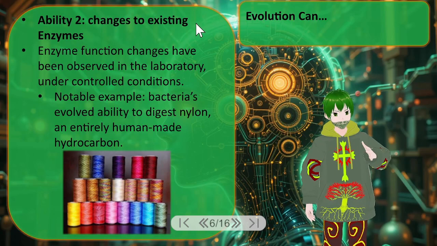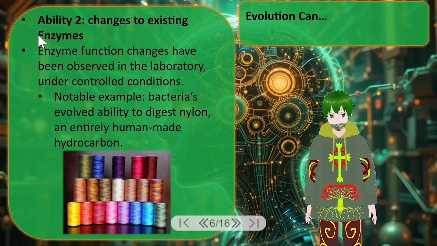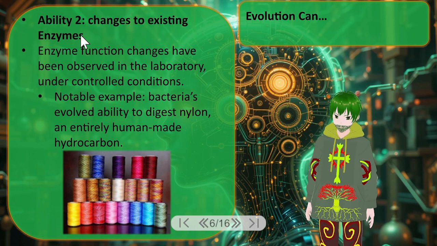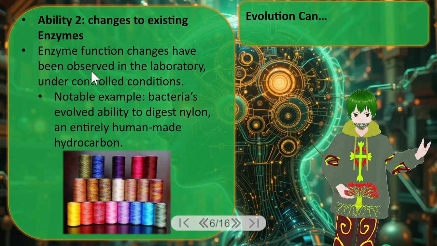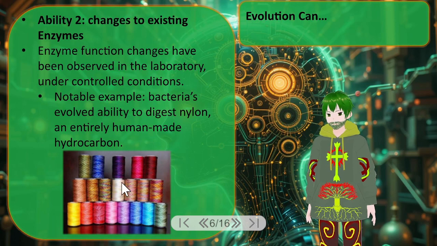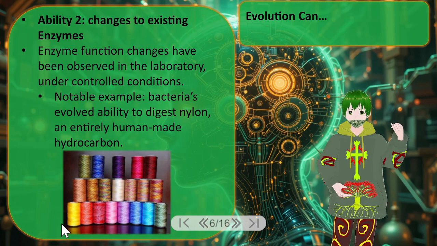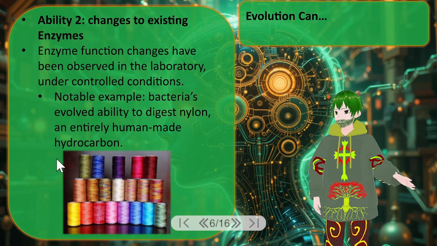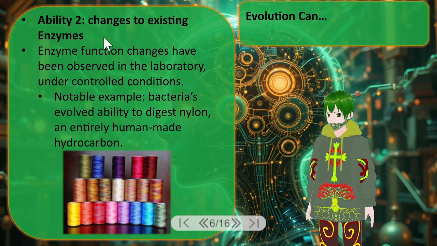Now, the second thing that evolution can do, without a doubt, is changes to existing enzymes. Now, we talked about enzymes in our chapter on biochemistry and how they catalyze chemical reactions. Well, it turns out that there is a substance that humans have made called nylon. Okay, this is completely synthetic. It does not exist anywhere in nature. And bacteria have developed the ability, by altering an enzyme, to digest nylon.